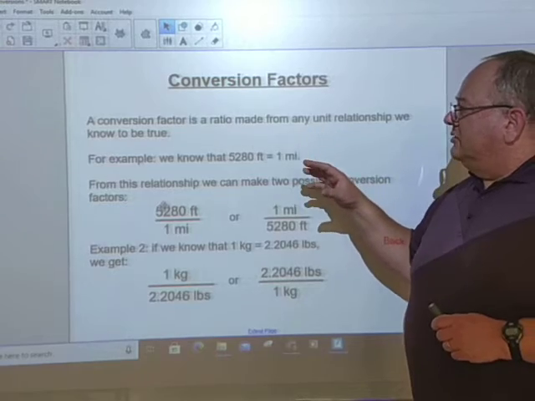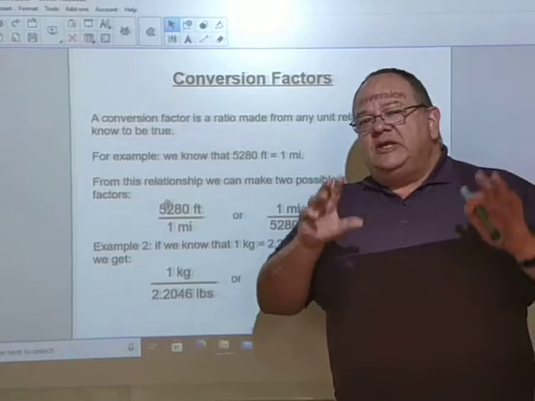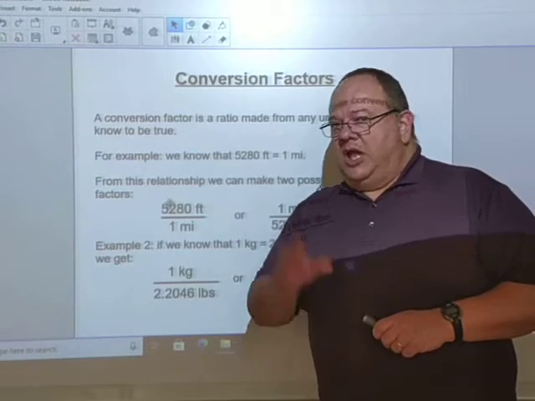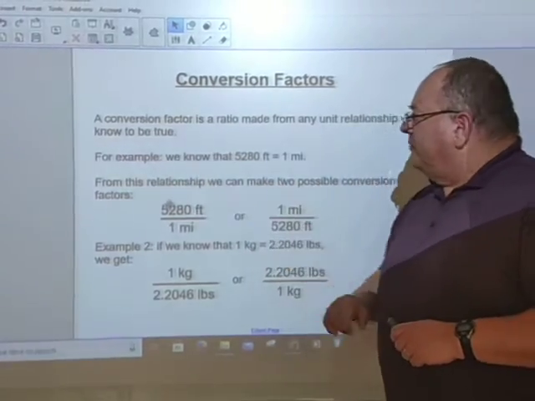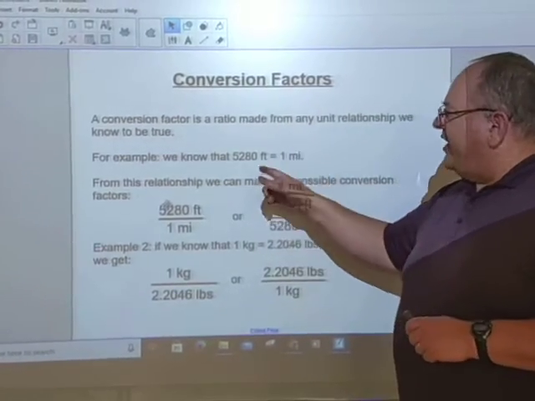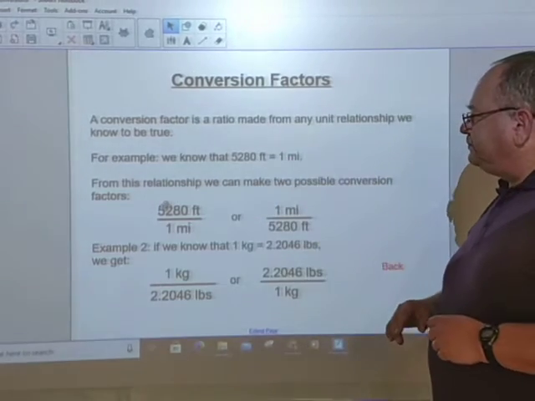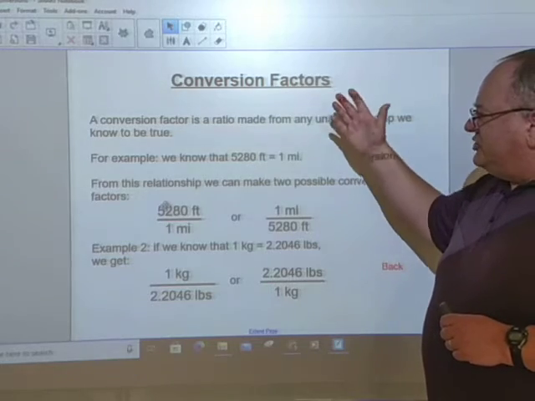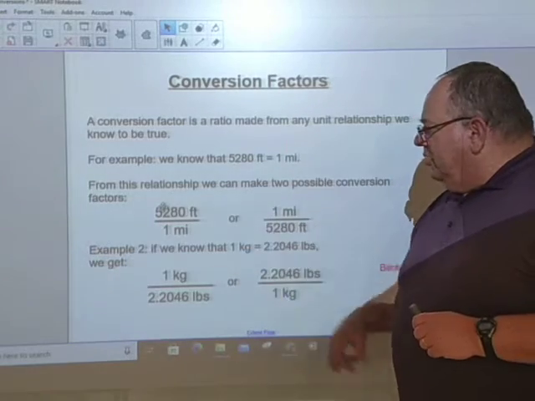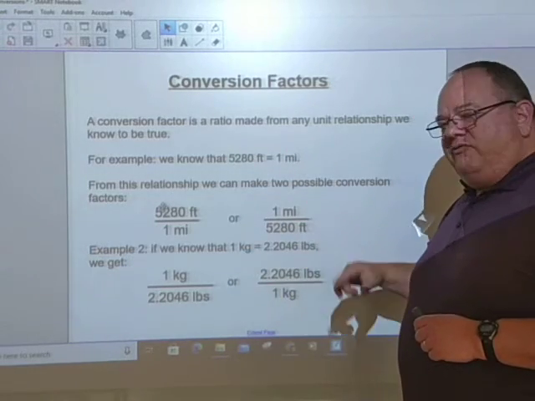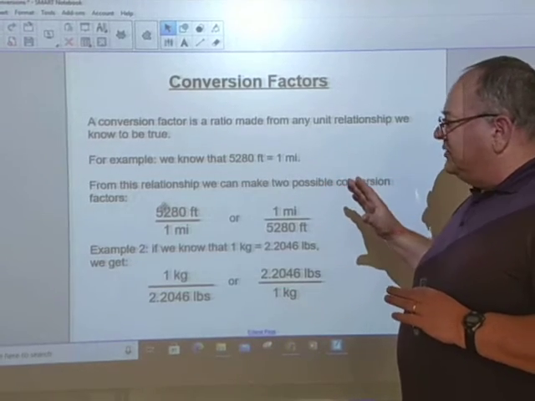A conversion factor is a ratio made from any unit relationship we know to be true. Any relationship that I know to be true. For example, we know that 5,280 feet equals 1 mile. That's the definition of a mile. And so what ratios can I make? Well, I can either put 5,280 feet over 1 mile, or I can put 1 mile over 5,280 feet. Both of those are conversion factors, and they can be used in problems.